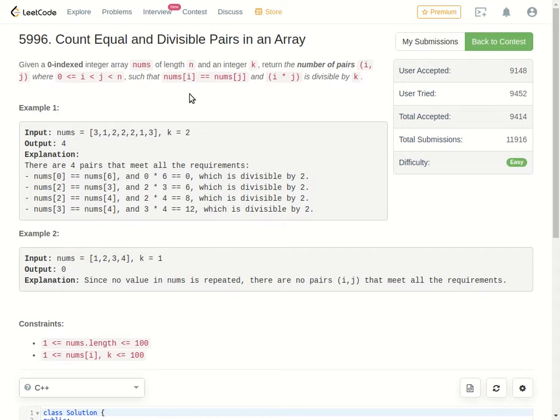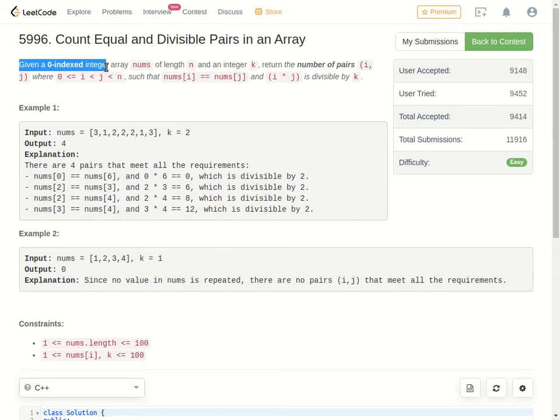So I will read through the question and discuss the approach which I used during the contest. And if you can find a better approach, please leave it down in the comments below. So let's read the question and try to answer it in the view of a contest. So, count equal and divisible pairs in an array.